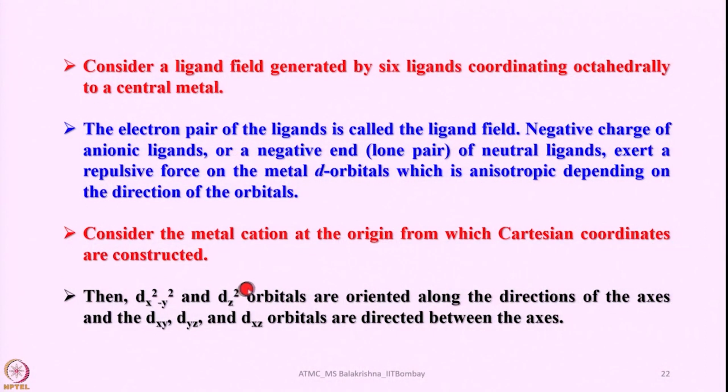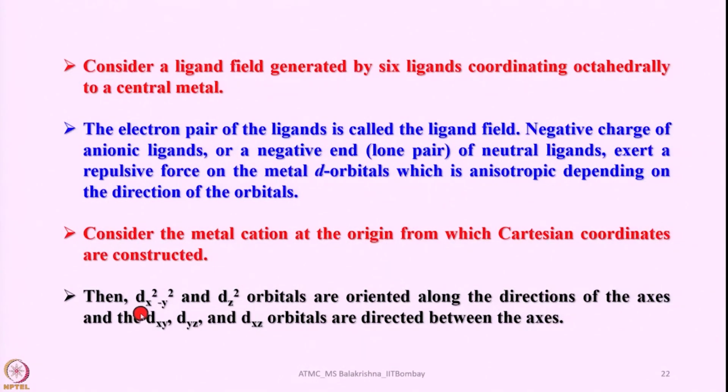Now look into their relative orientation and the direction of approach of the ligands. After putting the metal atom at the Cartesian coordinate origin, bring 6 ligands in octahedral fashion. If you write an octahedral geometry with the metal at the origin, you can see the direction of approach of ligands towards the metal coincides with the z, minus z, x, minus x, y, minus y directions. Now dx square minus y square and dz square are oriented along the axes: dx square minus y square is oriented along x and minus x and y and minus y, and dz square is along the z axis.